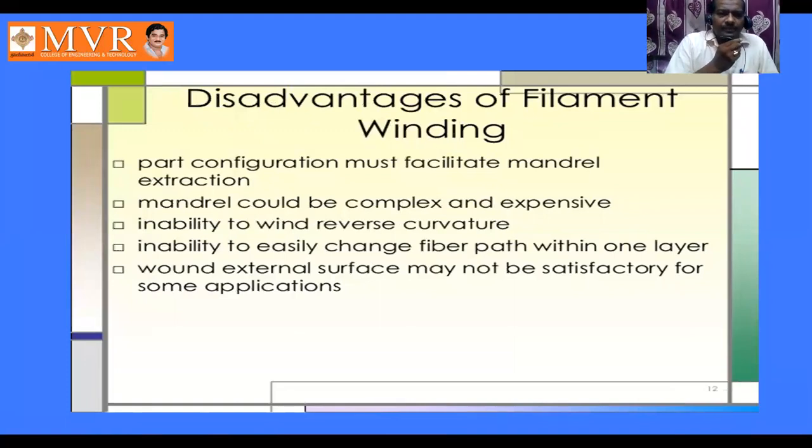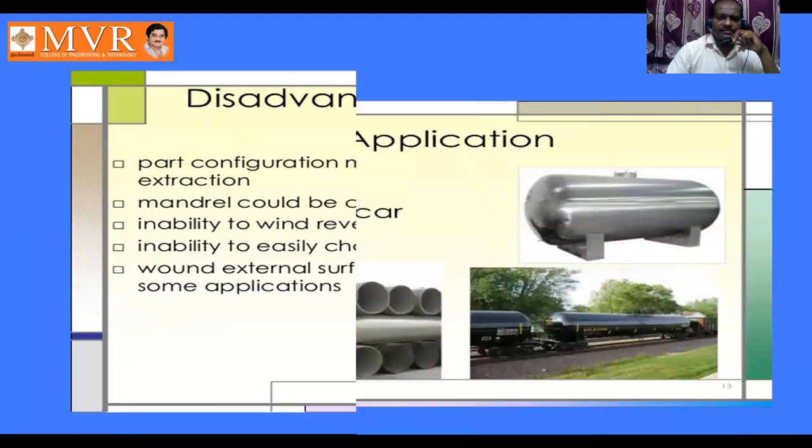Disadvantages of filament winding. Part configuration must facilitate mandrel extraction. Mandrel could be complex and expensive. Inability to wind reverse curvature, inability to easily change the fiber path within one layer. Wound external surface may not be satisfactory for some applications. So these are the drawbacks. Using filament winding for these areas, we cannot get proper results. That's what this method is saying.